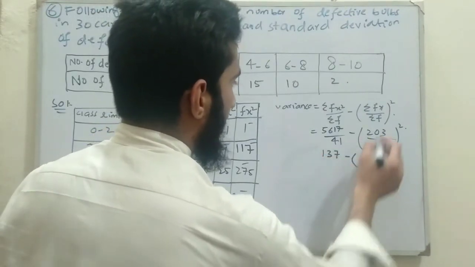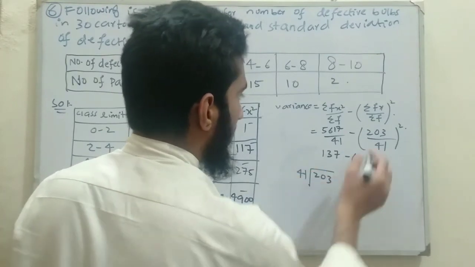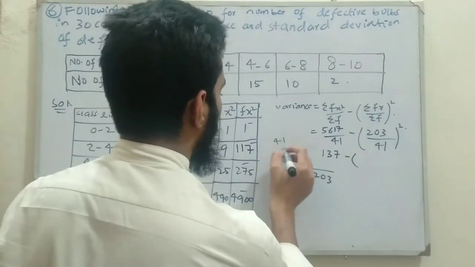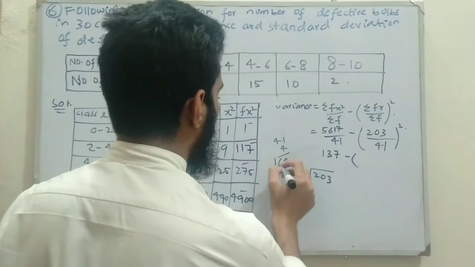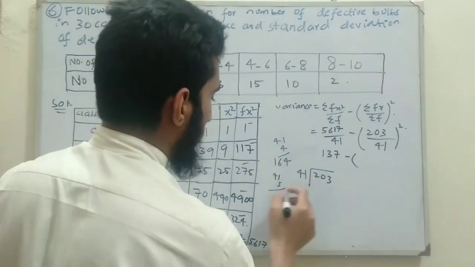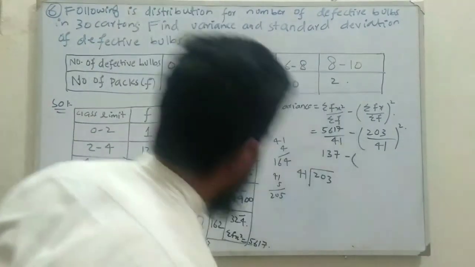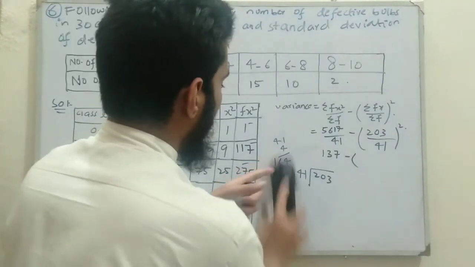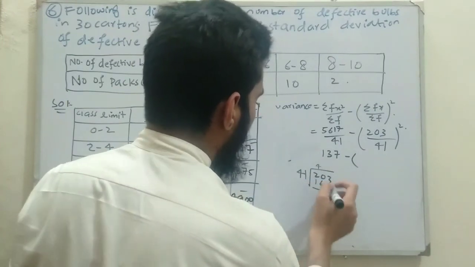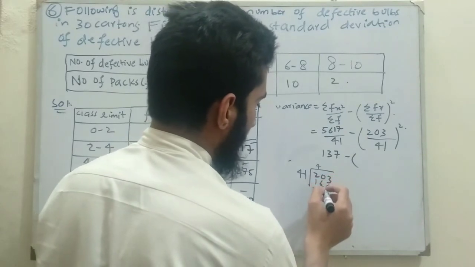Here is the minus sign. Now we divide 203 by 41. So 41 multiplied by 4 gives us 164. If we multiply 41 with 5, the value will be more than 203, because 41 multiplied by 5 gives us 205. So the value is greater in this case. Now we will multiply with 4, so it gives us 164. So subtracting, it gives us 39.